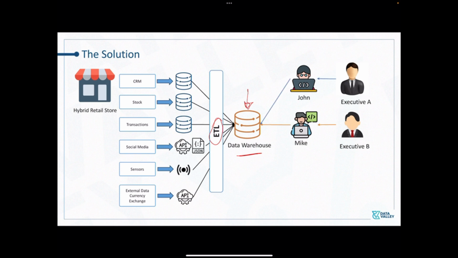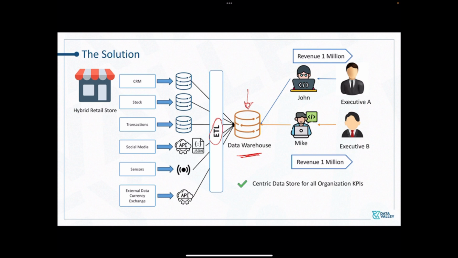So now when executive A or executive B ask Mike or John to extract the data, they don't have to go and extract the data from all source systems and do their own calculations. They can directly extract the data from data warehouse tables and report the same numbers, since we have centralized data and we have a centralized source of KPIs. So how did we solve the problem? Now we have a central store for all our organization KPIs. We have historical data, because a data warehouse is mainly historical, so we should have history for the data from all source systems. And we have control over our standards and KPIs.